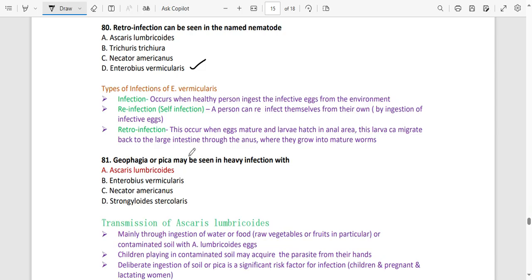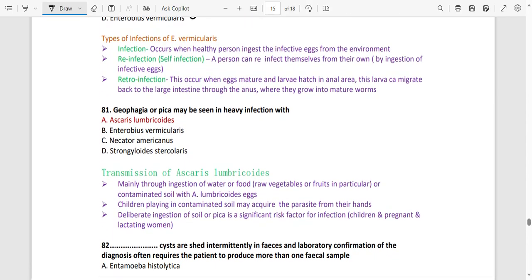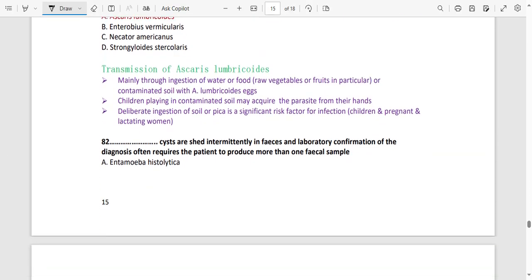Geophagia, which is also known as pica, may be seen in heavy infection. We already mentioned this one. Pica is associated with, what is pica? Anyone? What is pica? Thank you so much. Craving of non-food substances like eating soil, associated with Ascaris.